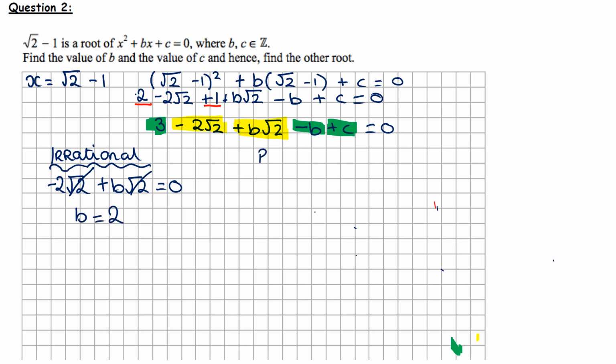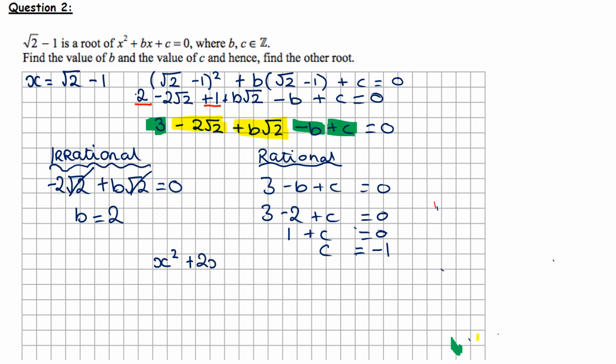So we can do the same thing for the rational numbers. We can say that 3 minus b plus c must equal 0. We already know b is 2, so we can slot that in. So we get 1 plus c is equal to 0, so I get c is equal to minus 1. So our updated equation is x squared plus 2x minus 1 equals 0.